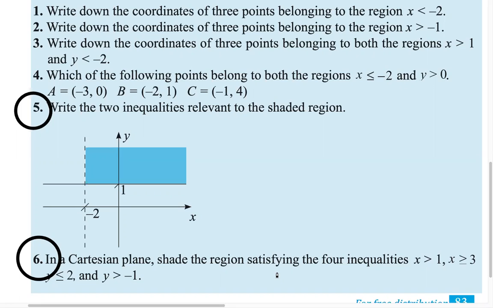Finished? Okay, so let's have a look at this. What it says is, write down two inequalities relevant to the shaded regions. Yes. So here you can see that if you consider this line, what is this line?